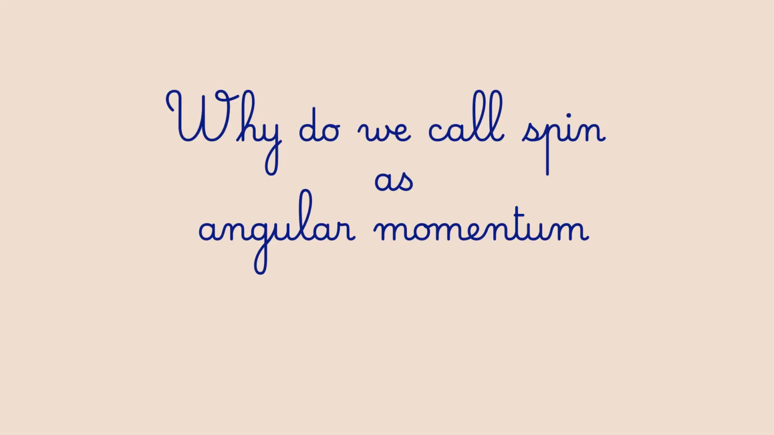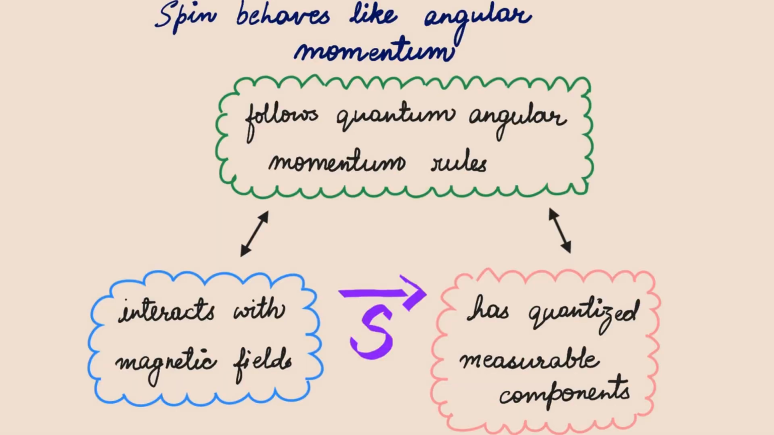So, if spin is not caused by rotation, why do we call it angular momentum? Because spin follows the quantum rules of angular momentum, as in it can combine with orbital angular momentum, it interacts with a magnetic field, and most important for us here, its measurable components are quantized. So, we can think of spin as an intrinsic quantum property that behaves like angular momentum even though it does not originate from physical rotation.